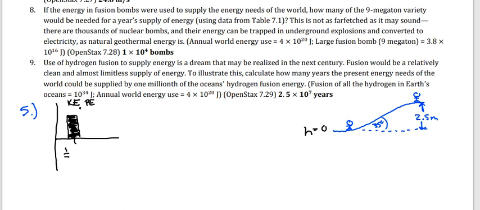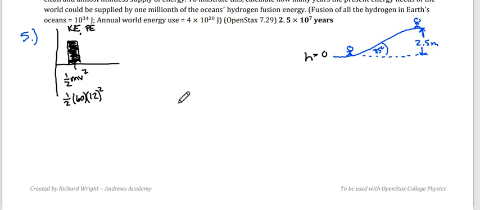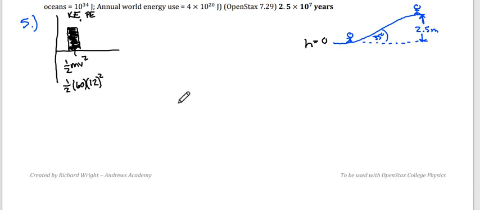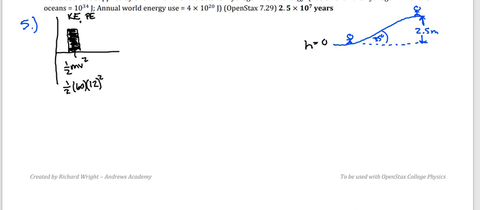How much? 1/2 mv squared. We know the mass, 60. The velocity, I believe, is 12. Let me double check that. Yep. And so, I think this is going to be 4,320. So in terms of just how much energy does the skier have right now, 4,320 joules.